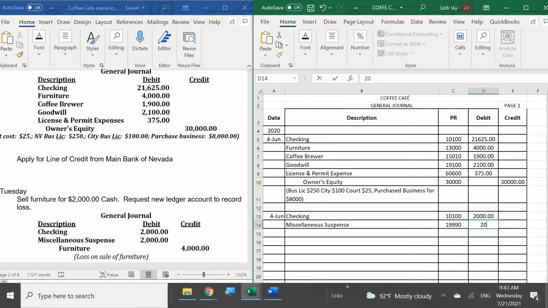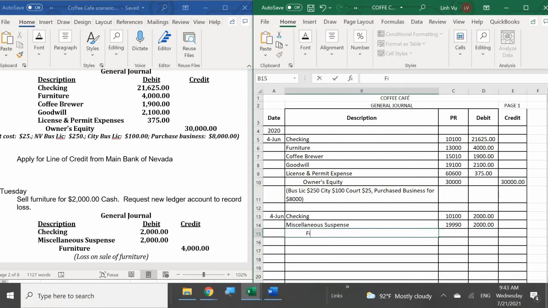I took a loss of $2,000. Okay? Now, because I'm selling my furniture, I'm essentially decreasing or getting rid of my furniture. Therefore, I need to credit my account because I'm getting rid of my assets. I'm losing my asset. I'm giving it away, or in this case, I sold it. So therefore, I need to credit my furniture account.